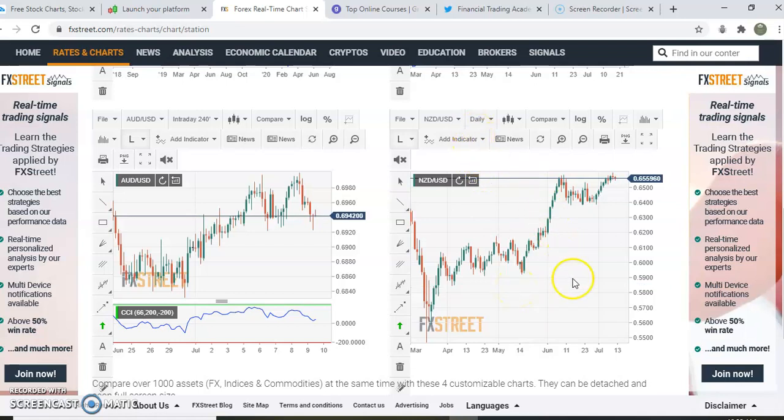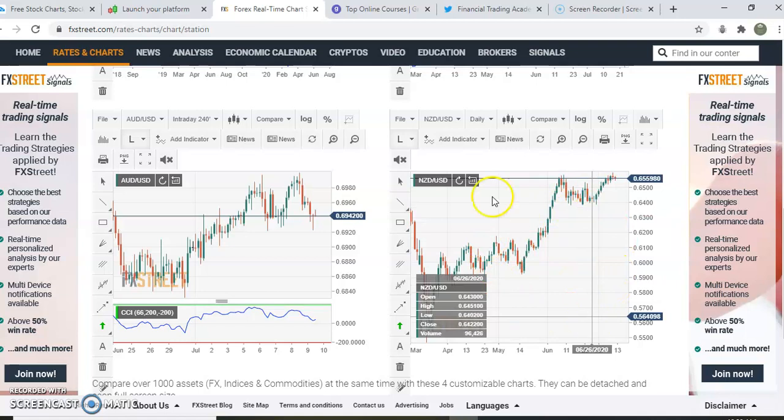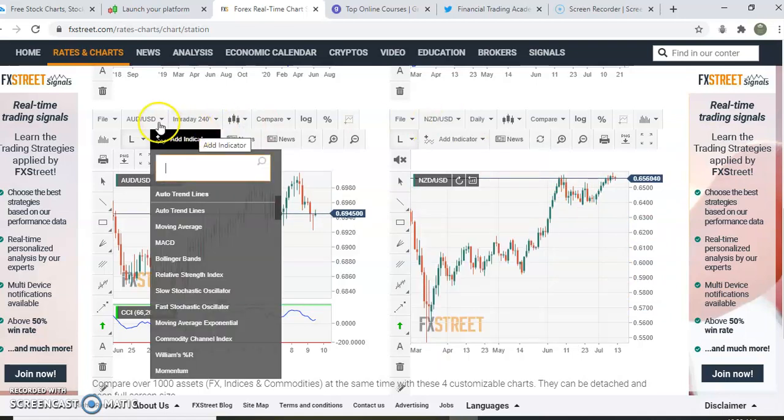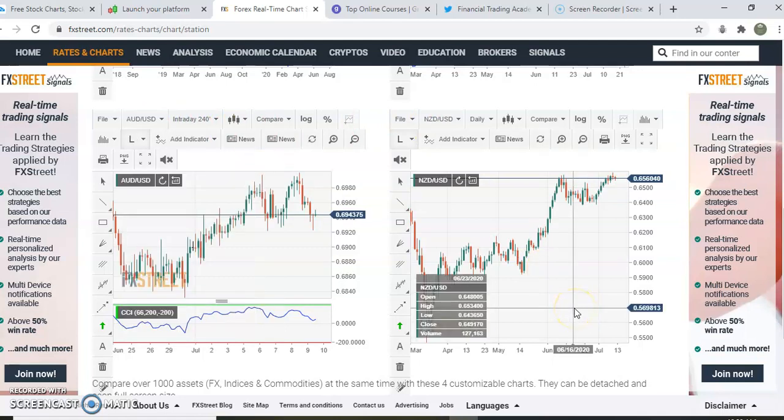Now let's move to the final window, New Zealand dollar against US dollar. This is a daily chart, with no indicators. Why I've decided to display New Zealand dollar against US dollar rather than Australian dollar against US dollar? The reason is because Australian dollar against US dollar and New Zealand dollar against US dollar have a very similar tendency, so they are highly correlated.